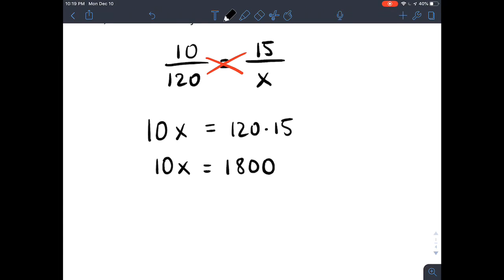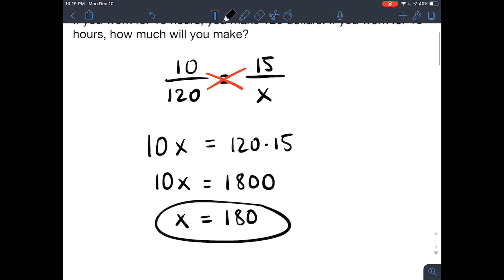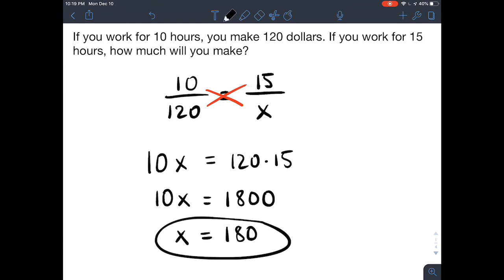Because times 15 is really the same as times 1.5 and then times 10. So anyway, mental math, we can save that for another day. But you get the answer is x equals 180. So if you work for 15 hours, you would make $180. Okay, great. So we use proportions, we use cross multiplication, and we solve this problem.